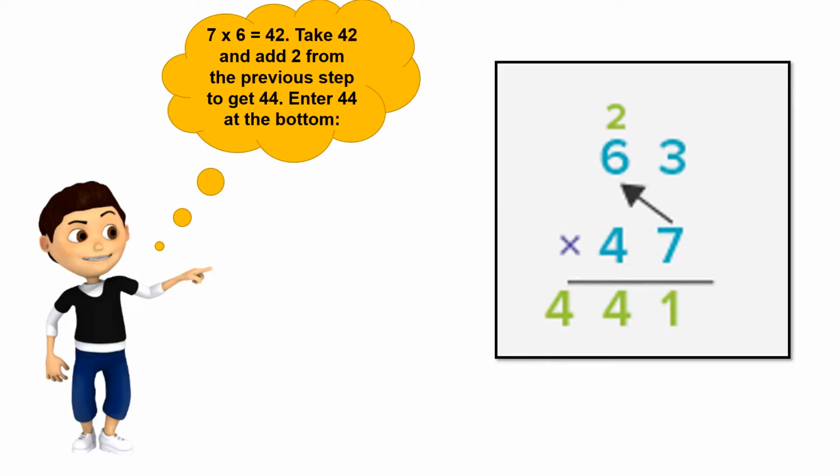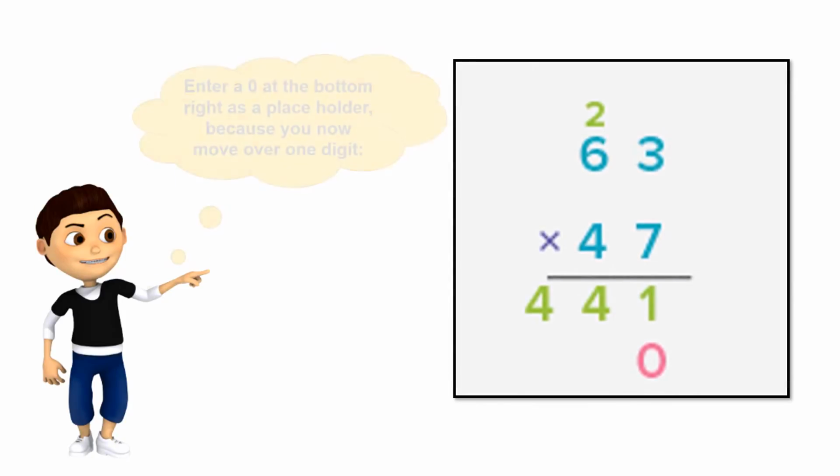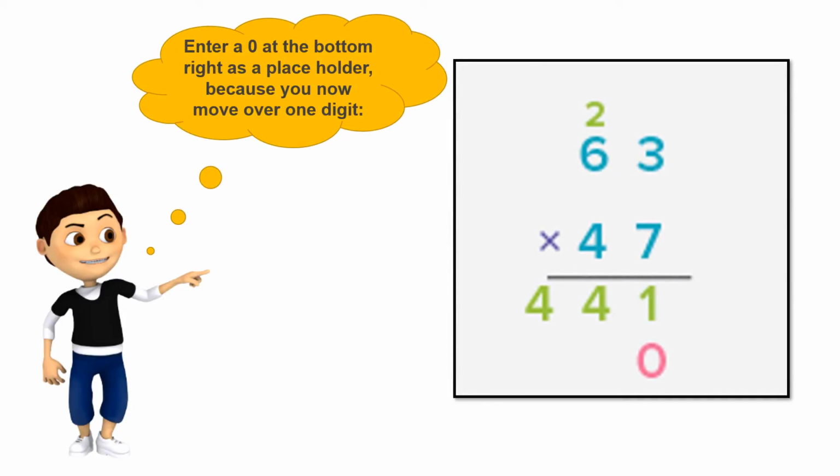Now I am supposed to multiply 63 by 4. But what am I doing actually? I am multiplying it by 40 because 4 is in tens place. But then here I have a trick. As 4 is in tens place, I will place a 0 in ones place and start writing the answer from the tens place. So 4 into 3 is equal to 12.